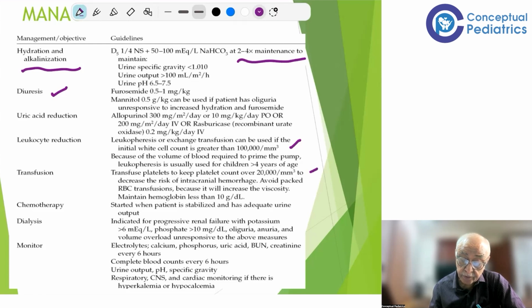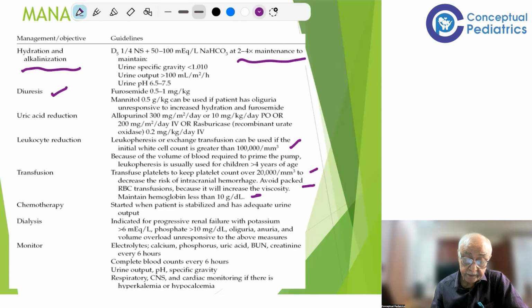And one thing you must importantly keep in mind is that, as I said, the counts are very high. There is evidence that hyperviscosity can be there. So avoid using packed cells. Even if there is, you have to keep the hemoglobin less than 10 gram per deciliter. So don't be over enthusiastic that the hemoglobin is low and try to give blood to these children. You should avoid packed cells because it will increase the viscosity and that can cause further thrombosis. So as I mentioned here, maintain the hemoglobin less than 10 gram per deciliter. So this is very important.